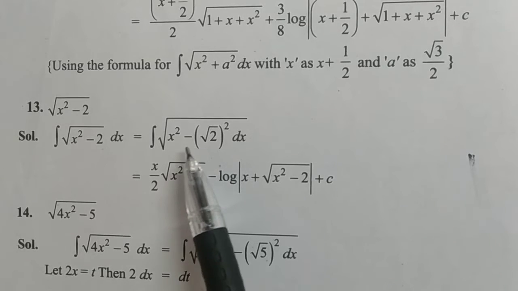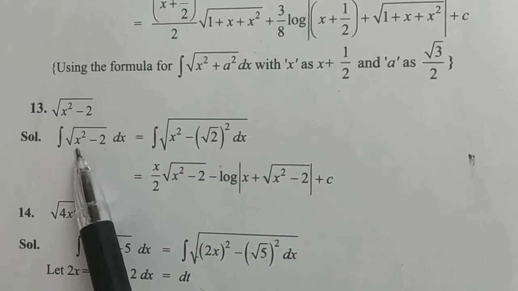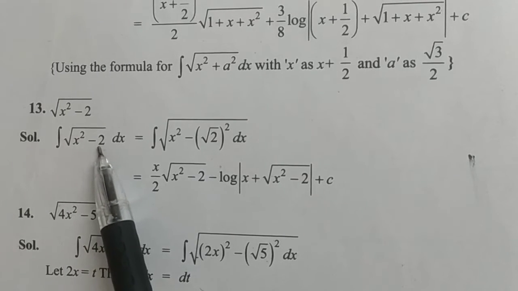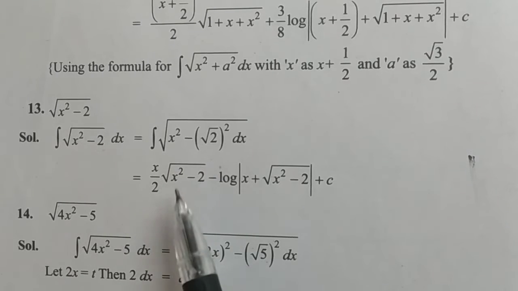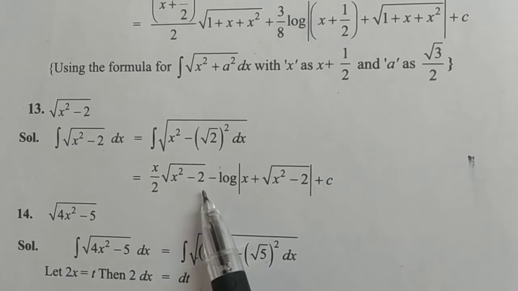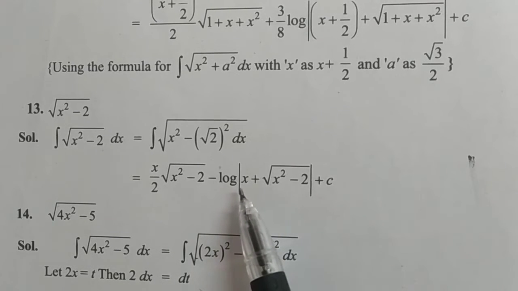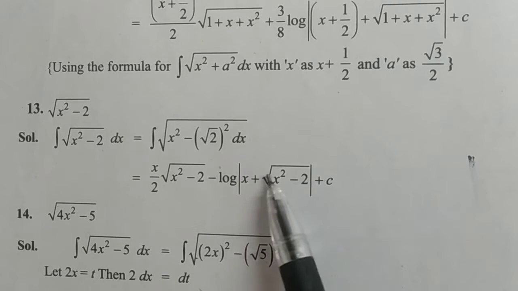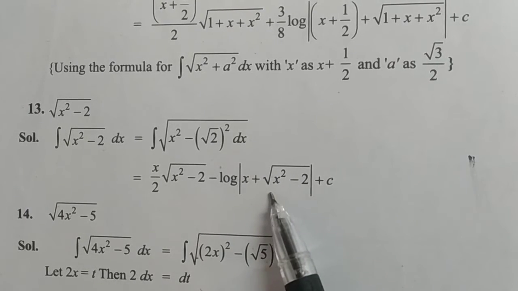Integral of square root of x square minus a square into dx is equal to x by 2 square root of x square minus a square minus a square by 2 log modulus of x plus square root of x square minus a square.